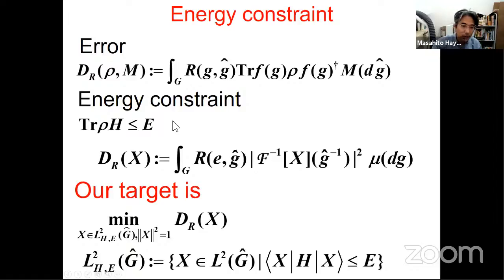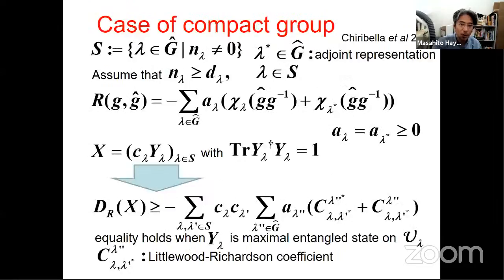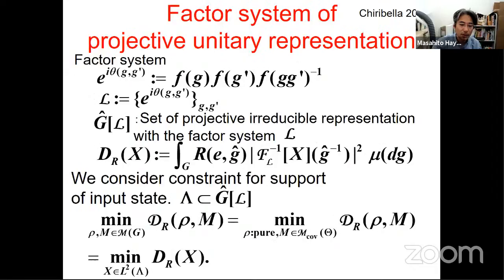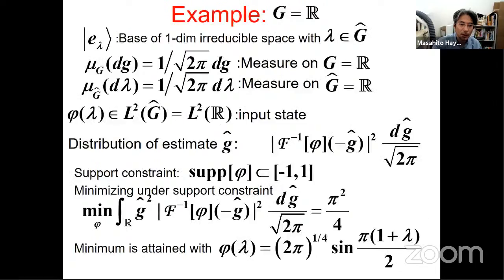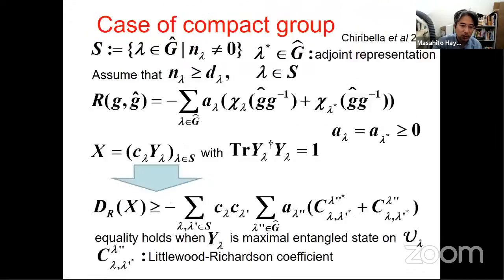So previously, we imposed some condition for the support of input state. So what is this? I can't remember. Yes, this is support. So previously we restrict support of input state, but sometimes we have some infinite dimension space, but we have another restriction, for example, energy constraint. We discussed that setting.